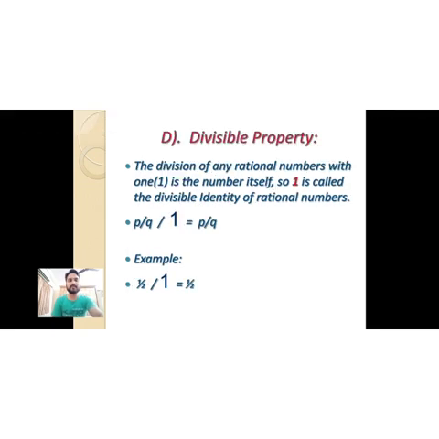Divisor property: any rational number divided by 1, the resulting answer is the same number. There is no effect on the answer. So the example is 1 upon 2 divided by 1. Our answer is 1 by 2.